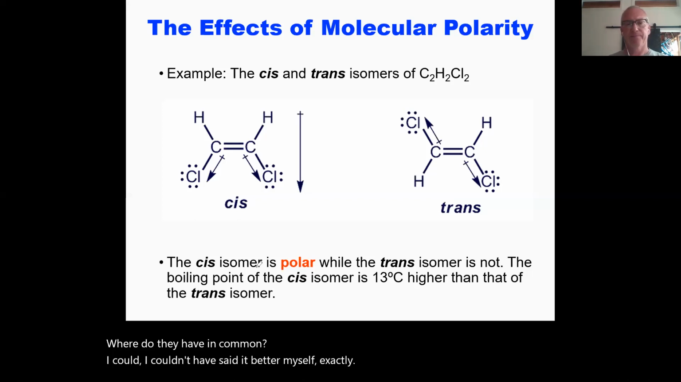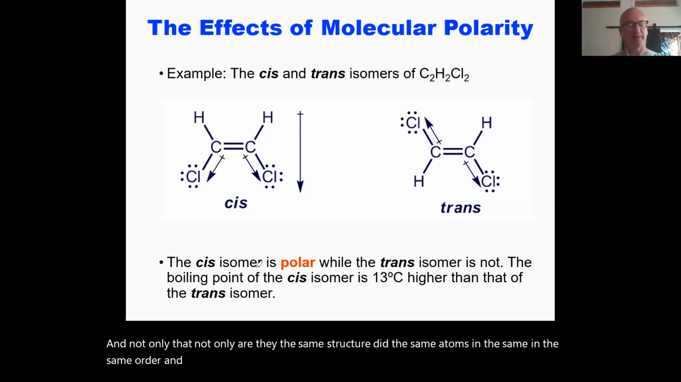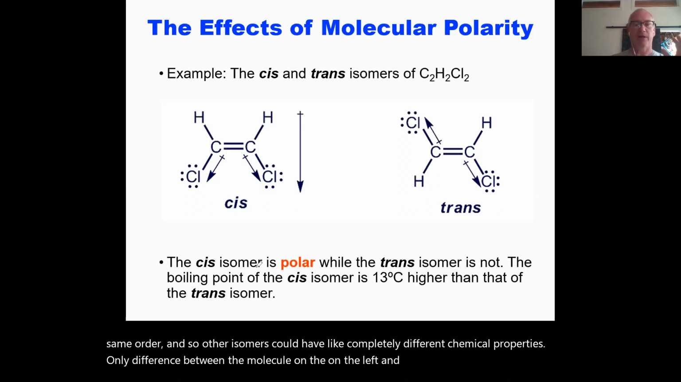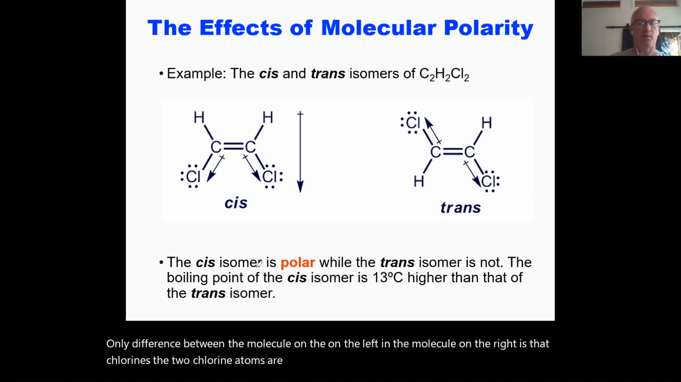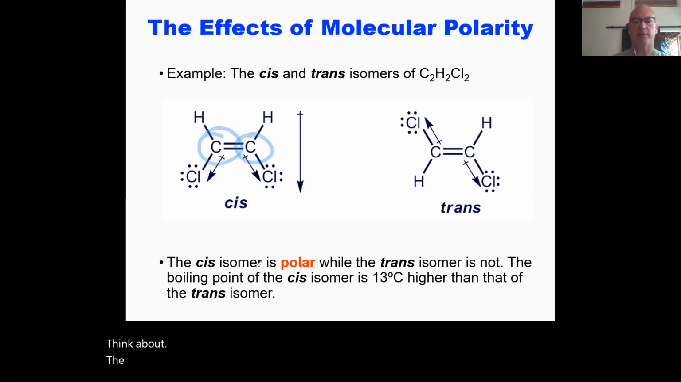And not only that, not only are they the same structure, they're the same atoms in the same order. And so other isomers can have completely different chemical properties. The only difference between the molecule on the left and the molecule on the right is that the two chlorine atoms are on different sides of the double bond. So think about the shape of each one of those carbons. What shape would they be?